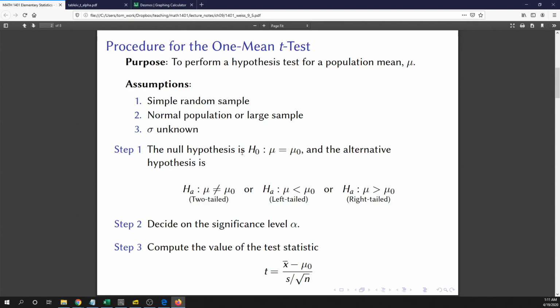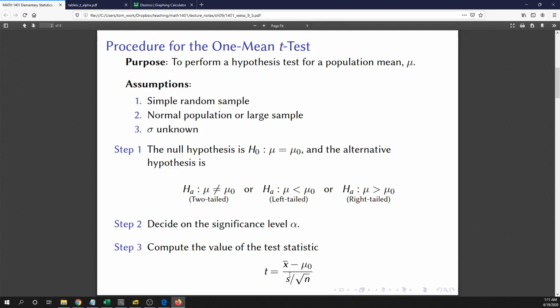All of the things that we talked about for the null and alternative hypotheses are the same as before. And same thing for the significance level. That'll usually be given to you. All right, and so then once you have determined the significance level, what you would do is compute the test statistic. So notice here it's t instead of z. It's t because when sigma is unknown, this follows a t distribution, not a normal distribution.